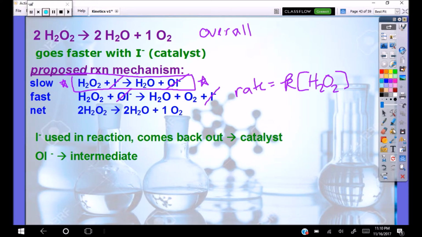Now, the temptation is to square this because there are two hydrogen peroxide molecules, but we're not going to square it because there's only one hydrogen peroxide in our rate determining step. We don't actually care about the later step in our rate law at all because we've already hit our slow step.